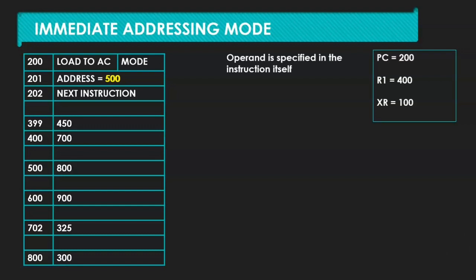In immediate addressing mode, the operand is specified in the instruction itself. Since the address is equal to 500, the operand 500 is loaded into the AC.